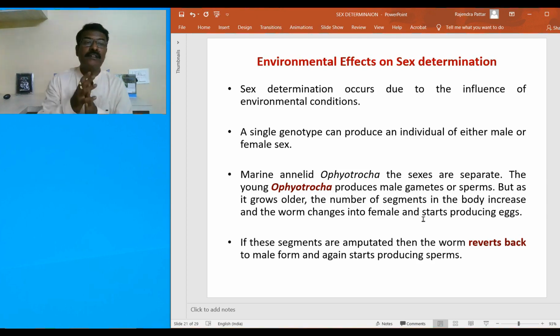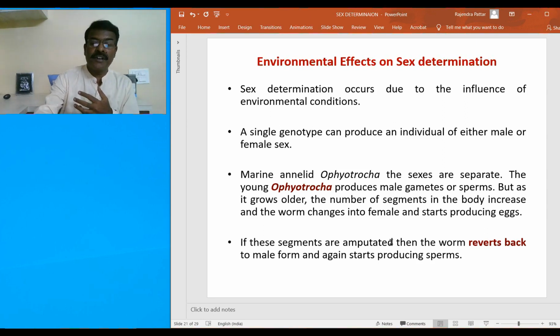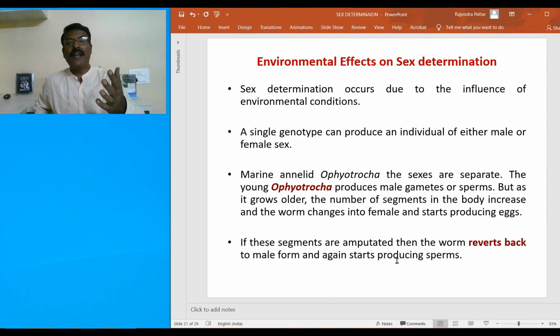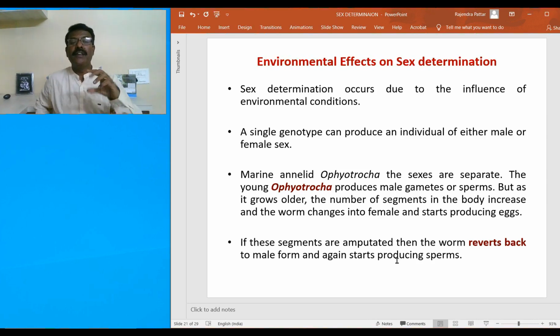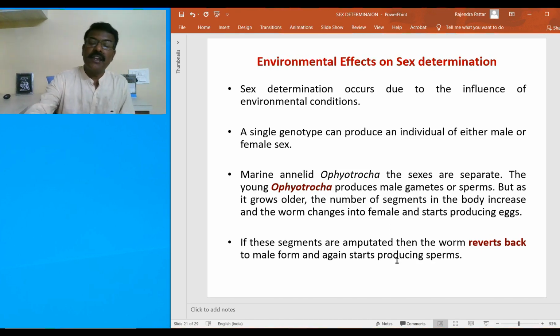Then how is that proved? This is proved by doing an experiment: when the extra segments are amputated, cut off, removed, once again the sex is back. That is called reverting the sex of the individual. A decrease in the number of segments would change the sex of the Ophiotrocha from female to male, and once again it begins to produce sperms. In this way, sex could be changed and also could be reversed experimentally. This is a case of Ophiotrocha.